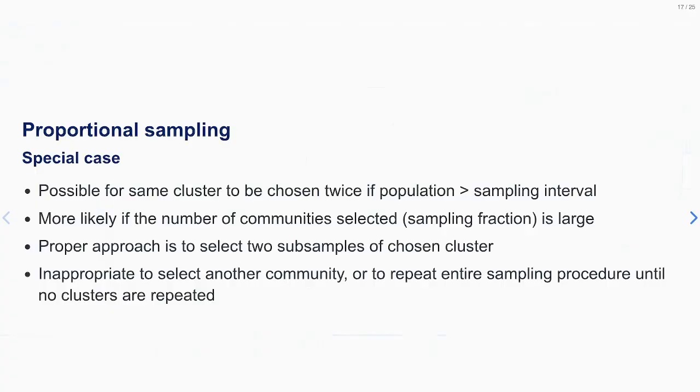In a special case, it's possible for the same cluster to be chosen twice if the population is greater than the sampling interval. It's more likely if the number of communities selected is large. The proper approach is to select 2 subsamples of the chosen cluster. It is inappropriate to select another community or to repeat the entire sampling procedure until no clusters are repeated. So, in a case where the same cluster might be chosen more than once, then the proper approach is to select 2 subsamples of the chosen cluster.